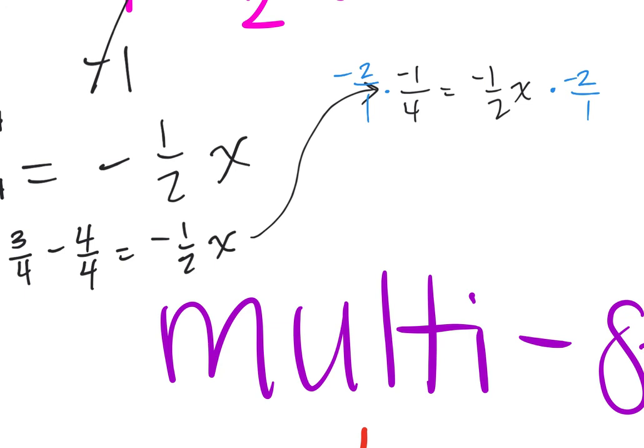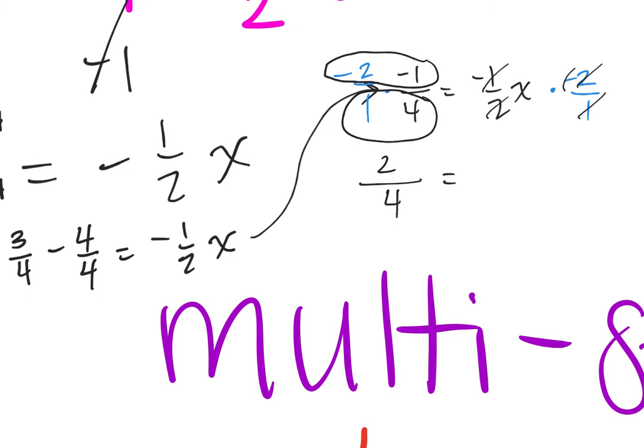And -2/1 times -1/4. We take the two numerators, multiply them. What's -2 times -1? +2. And we take the denominators and multiply them. What's 1 times 4? 4. 2/4. Equals, these all cancel out. Yeah, baby. So we've got x and we've got 2/4. Does 2/4 simplify? Sure does, peeps. What does it simplify to? 1/2.